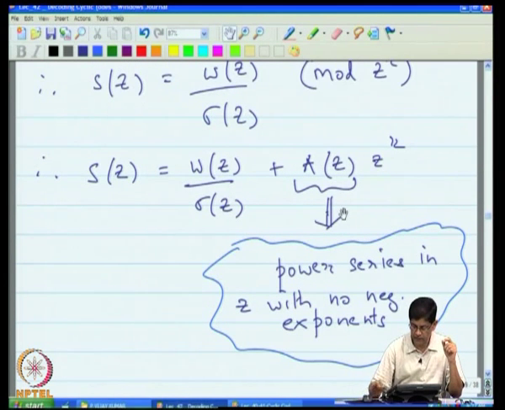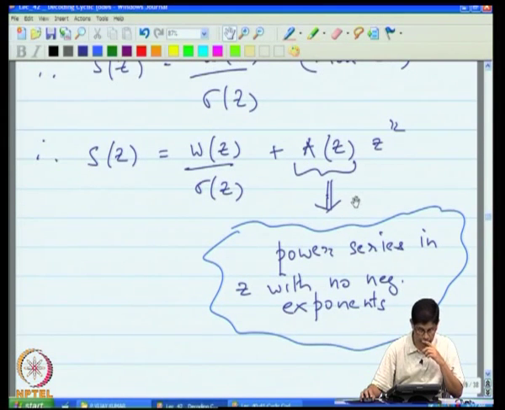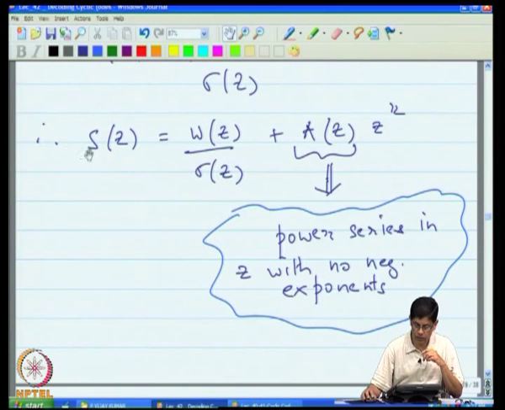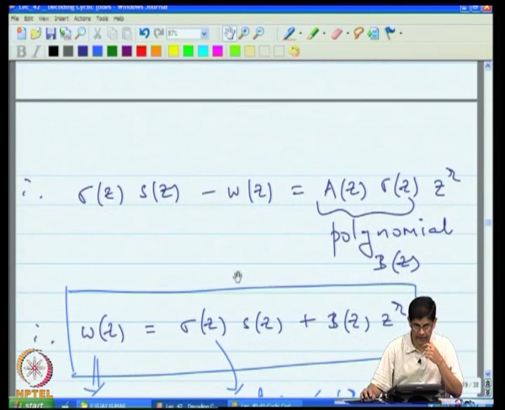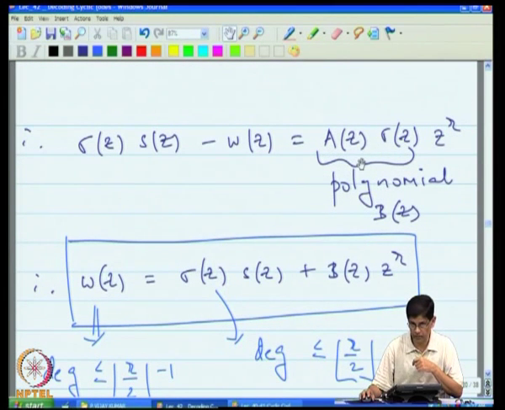So, this is a formal power series. However, there are no negative exponents of z that appear in this. Okay, so, now I am going to multiply through by sigma of z. So, then I have sigma of z S of z, which is a polynomial, because this is a polynomial, this is a polynomial, omega is a polynomial, and therefore, what I have on this side must be a polynomial. Okay. So, from that I get that sigma of z times S of z minus omega of z is this, and this must be a polynomial because these are polynomials. Therefore, this entire thing must be a polynomial.